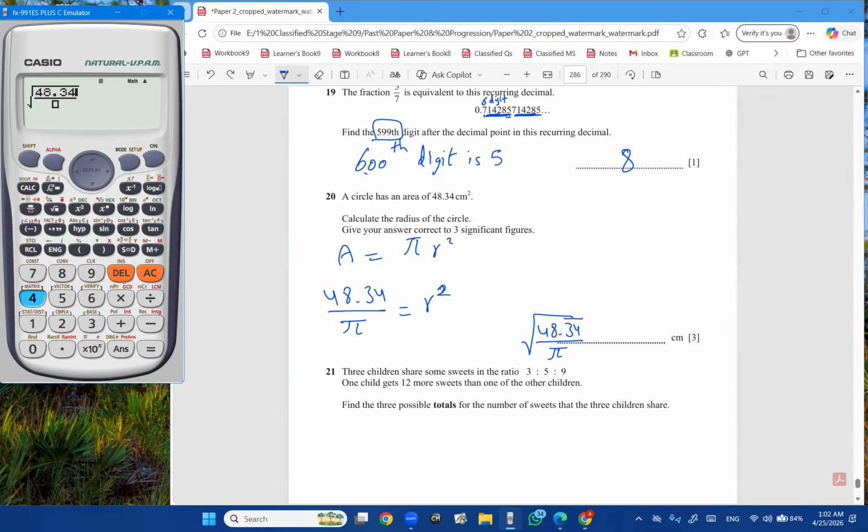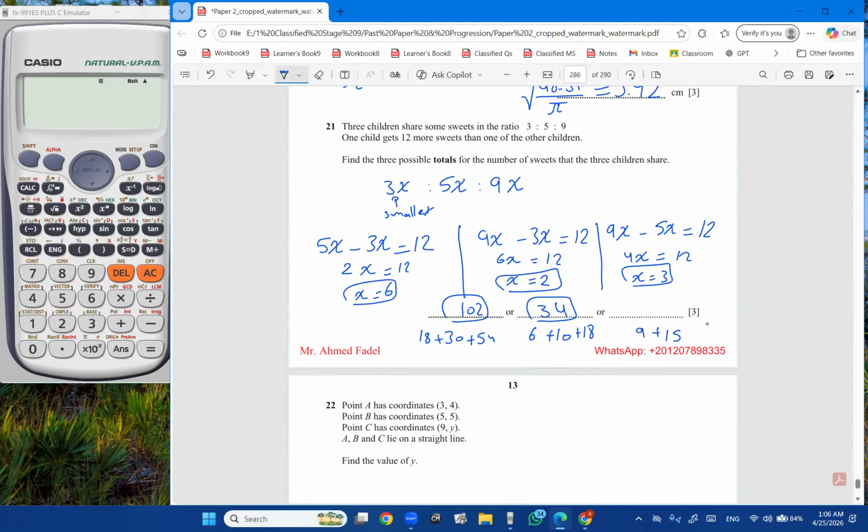The second total that is possible is when x is 2, so 3 times 2 is 6, 5 times 2 is 10, 9 times 2 is 18. So the other total could be 34. Yes, 34. And the last total here could be when x is 3, it is 9, plus 5 times 3 is 15, plus 9 times 3 is 27. 9 and 15 is 24. 24 and 27 is going to give you exactly 51.